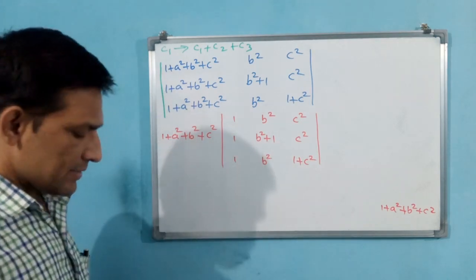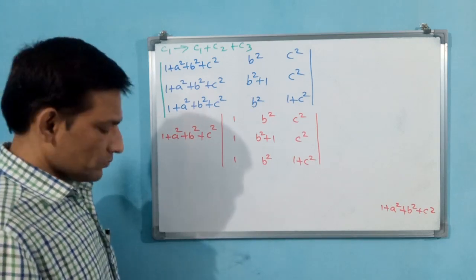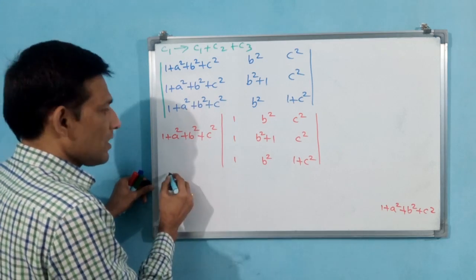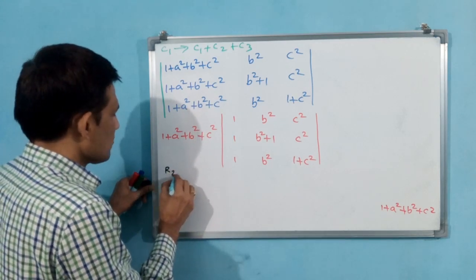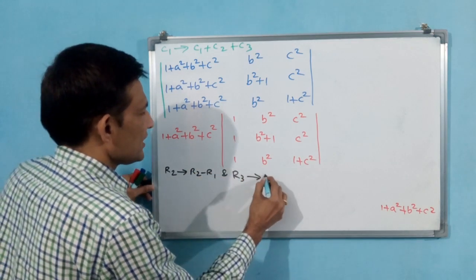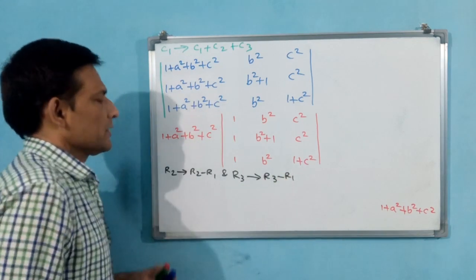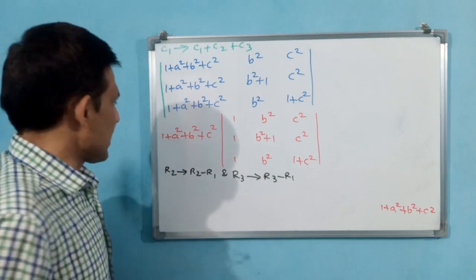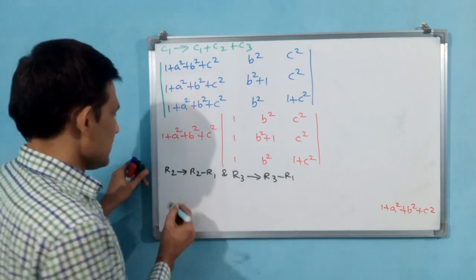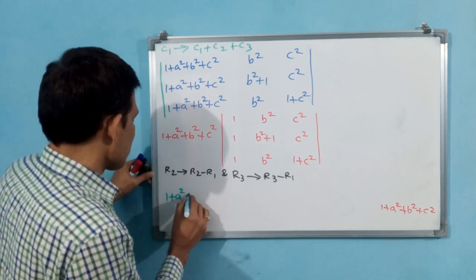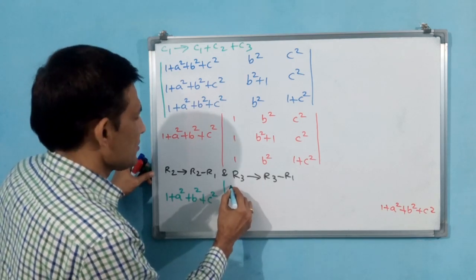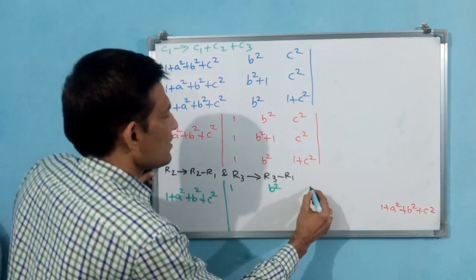Let us write this. Okay, see how I am writing. Now what we have to write? R2 is changing to R2 minus R1 and R3 is changing to R3 minus R1. Let me write 1 plus A square plus B square plus C square outside. And R1 is not changing: 1, B square and C square.